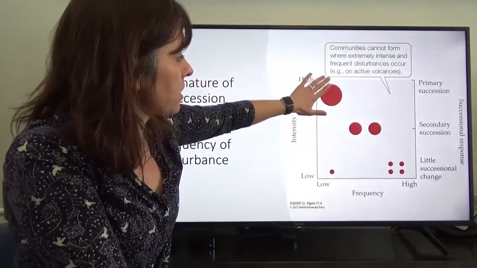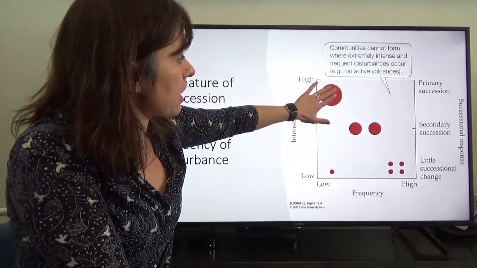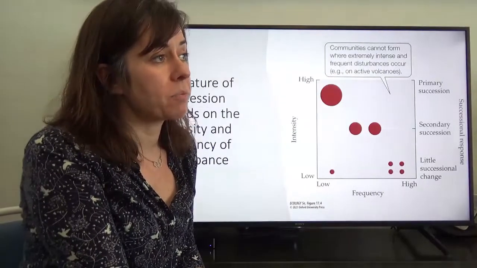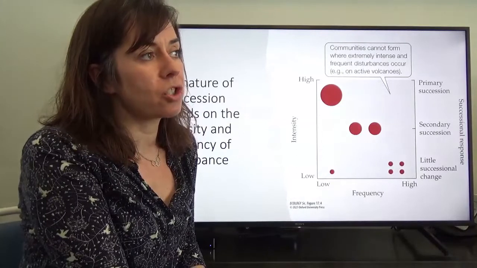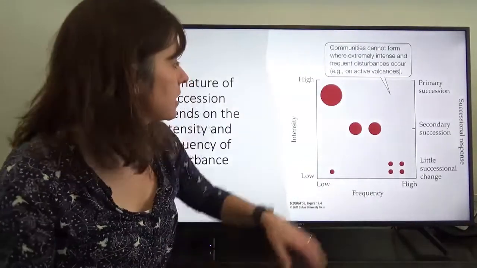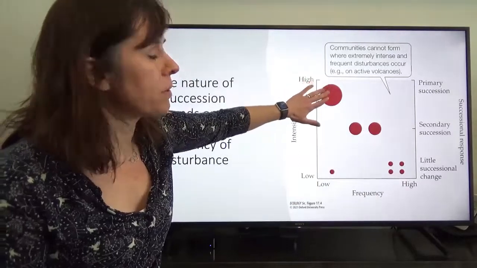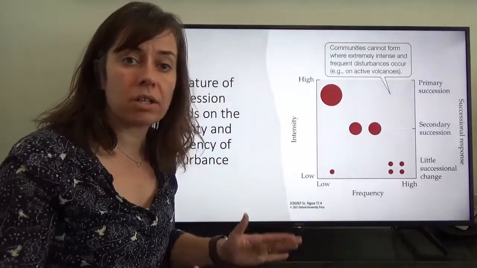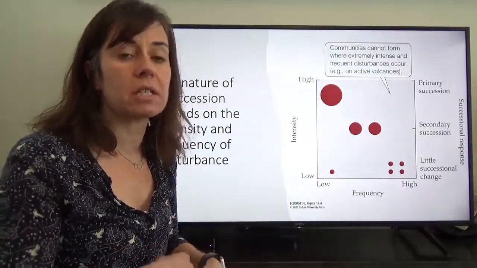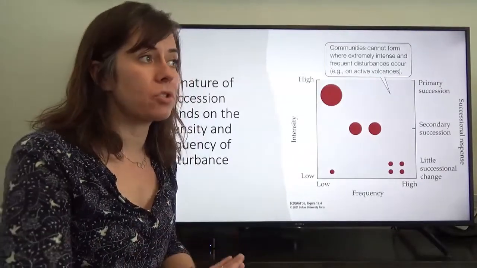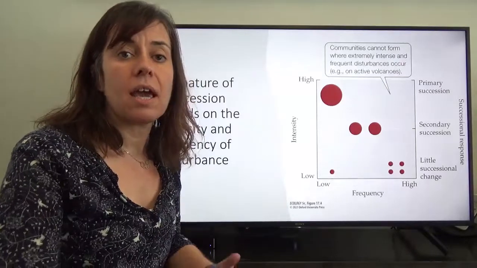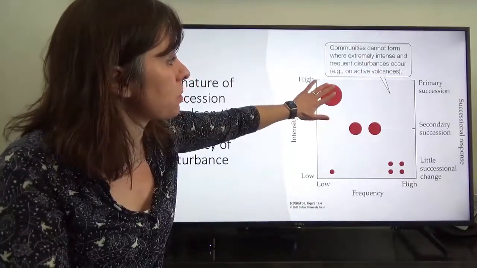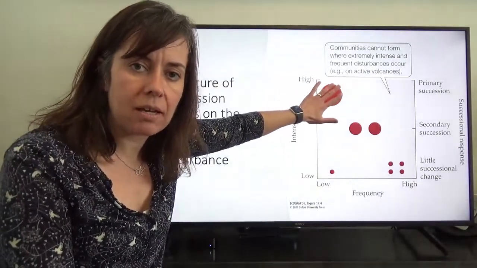And so in the most extreme disturbances, things like volcanic eruptions, things like glacial processes, these are really low frequency, but really high intensity. And they knock the whole system back to a starting point. All living things are lost from that system. In some cases, you're down to bare earth material, to bare rock, and even the process of soil formation has to reinitiate. And so these are the situations where we have primary successional processes, okay?